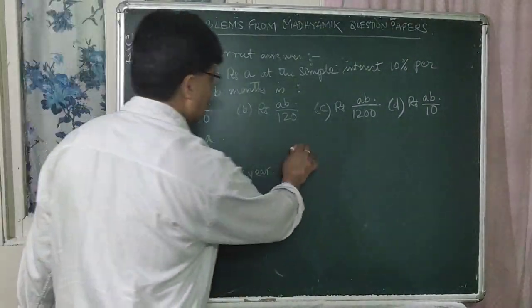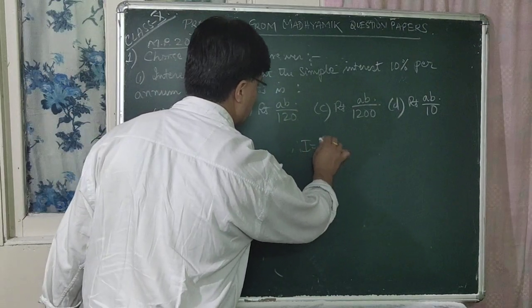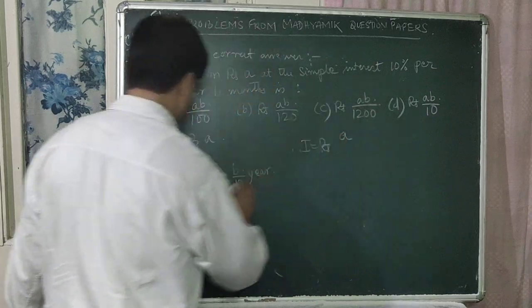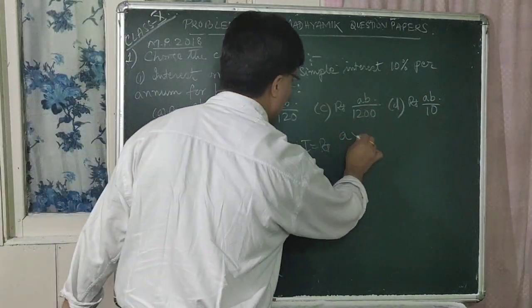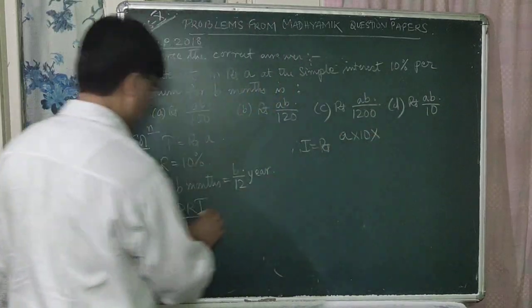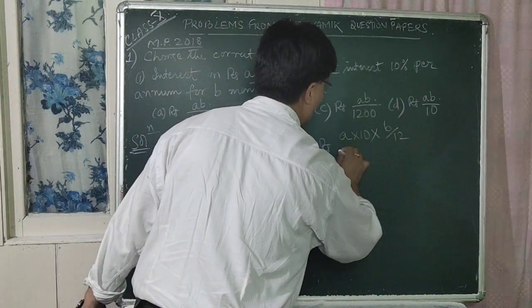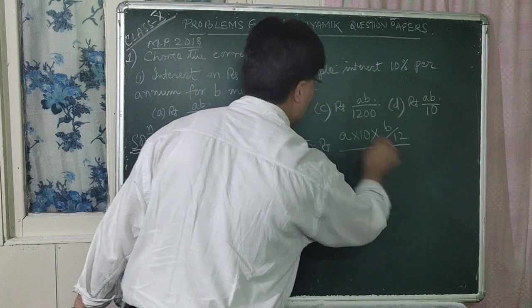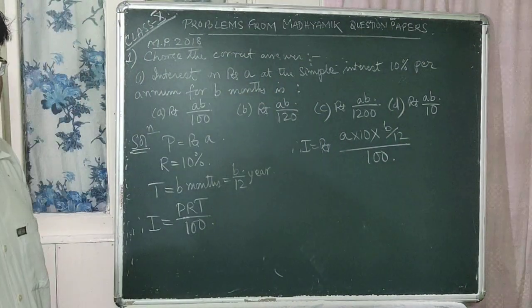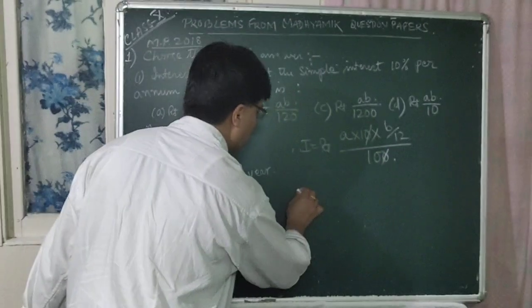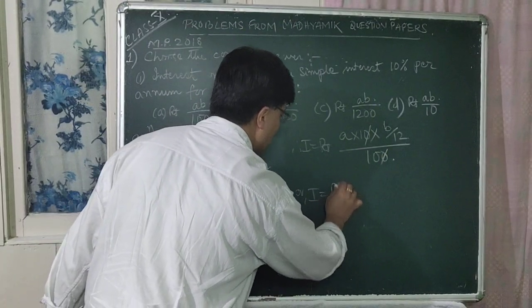So I is equal to rupees. What is the principal now? A. What is the rate? 10. What is the time? B by 12. So whole divided by 100. Is that right? Next, here you can cancel this 0, 0. So I is equal to rupees.